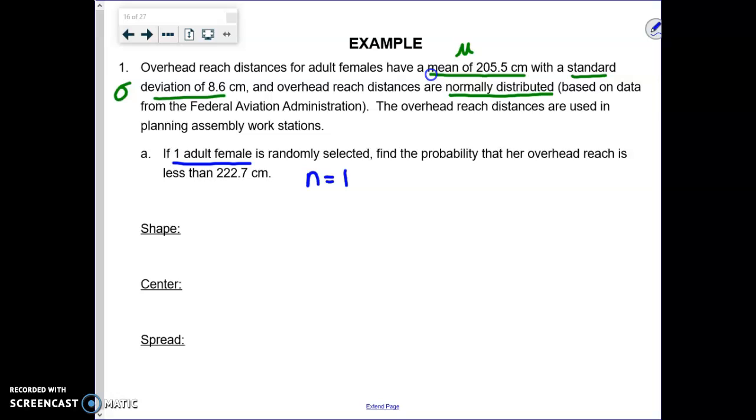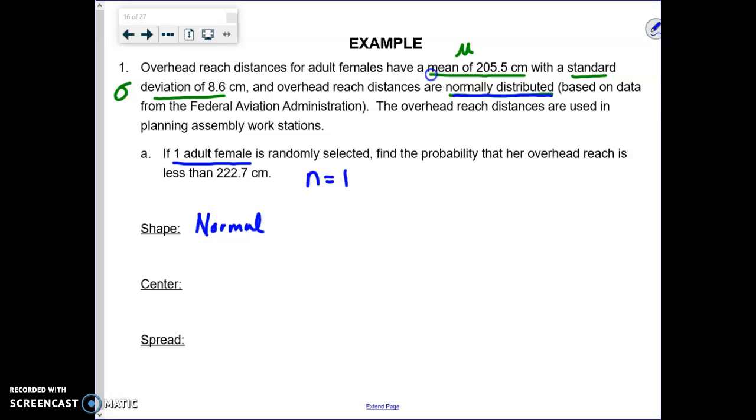So what we want to do, and this is going to become just regular habit for us here, is look at these three things: shape, center, and spread. First of all is the shape. Since we're using the population distribution, because we're only looking at one female from that population, it has to be normal. And it is. It said right up here that the population was normally distributed. So the population shape is normal. Why? Because it said it was.